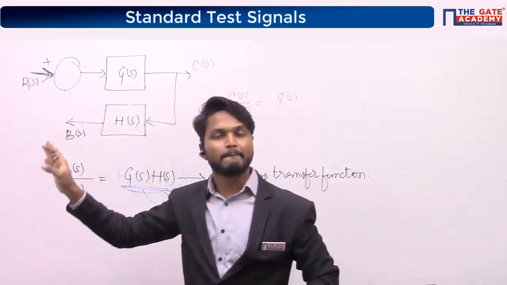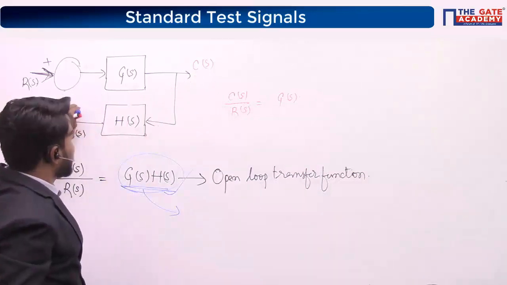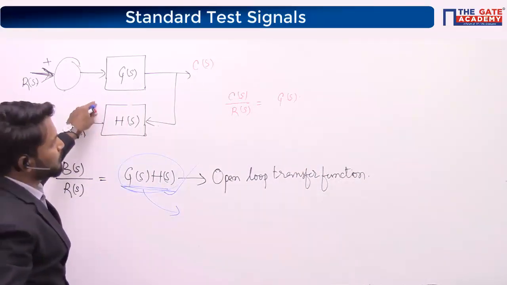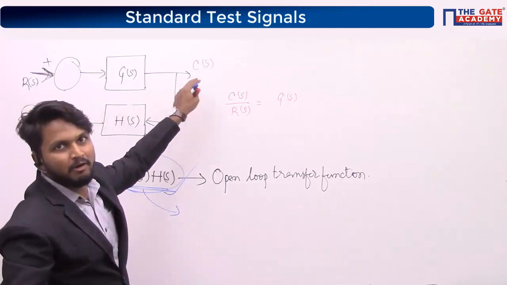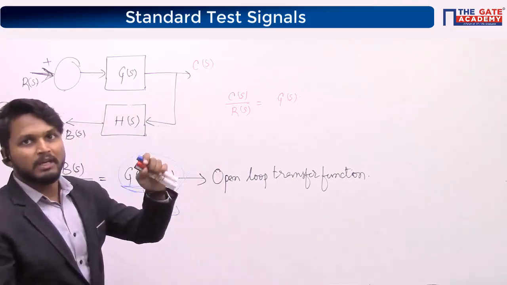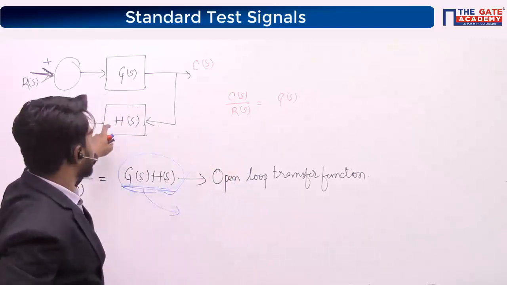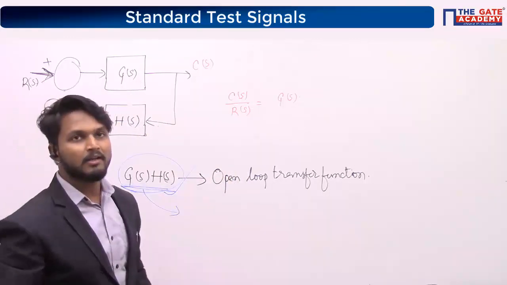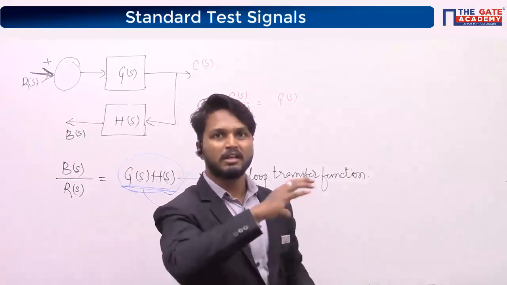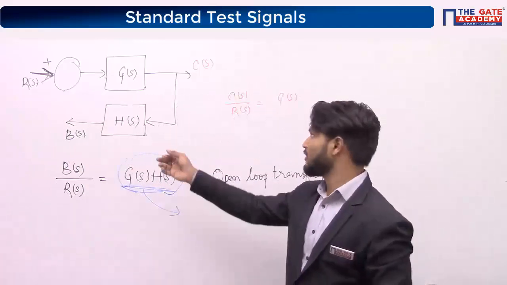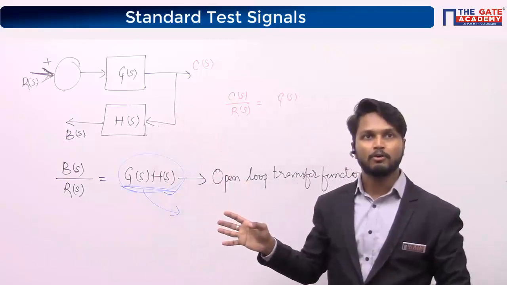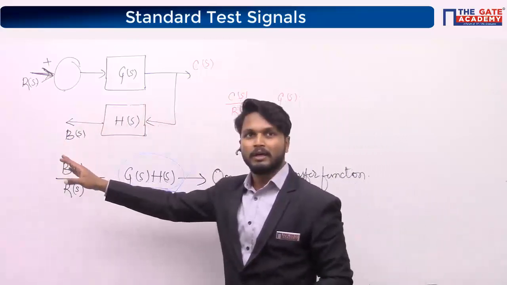This H of s, if we just break the loop here, is not affecting our C of s. We are just nullifying the effect of H of s on our system. So we are just removing the effect of H of s on our system. That is what we are doing by opening the loop, right?